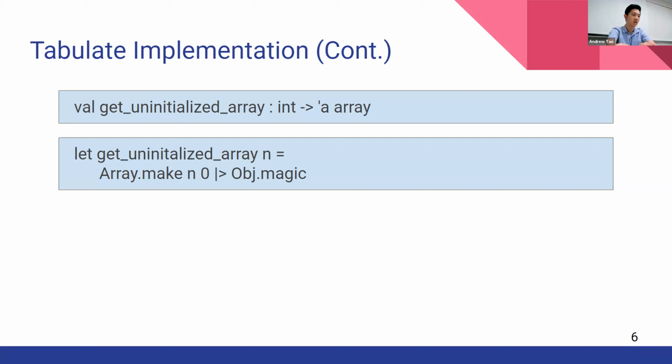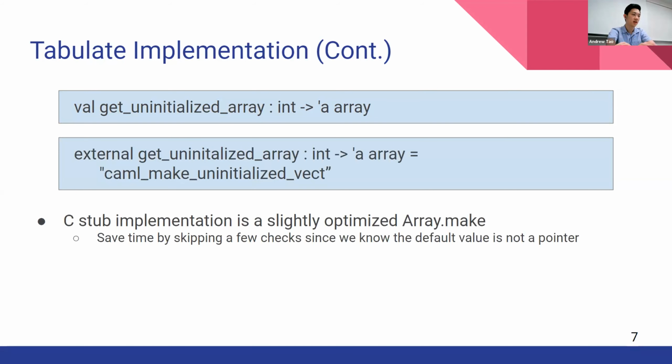And so this is a perfectly safe operation to do because the garbage collector won't treat the 0 as a pointer. And we don't actually really need to do an array.make here. We can actually use a C stub.